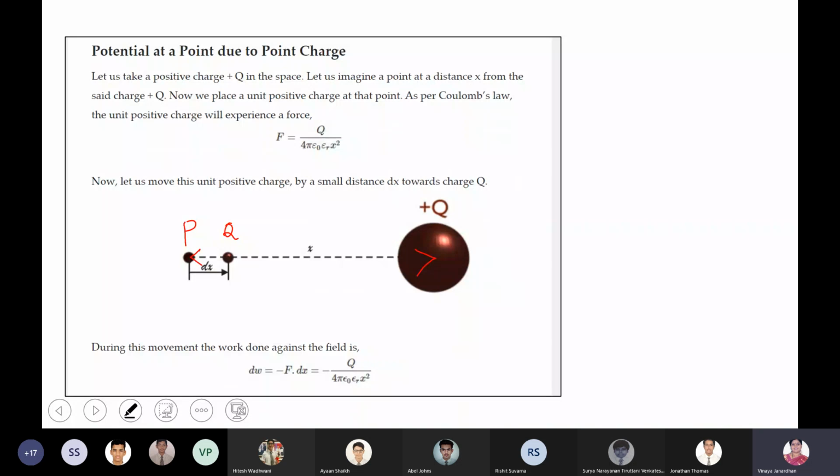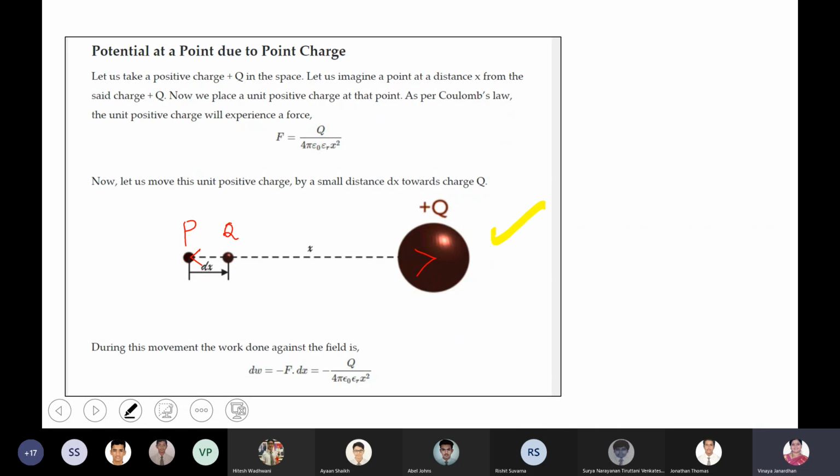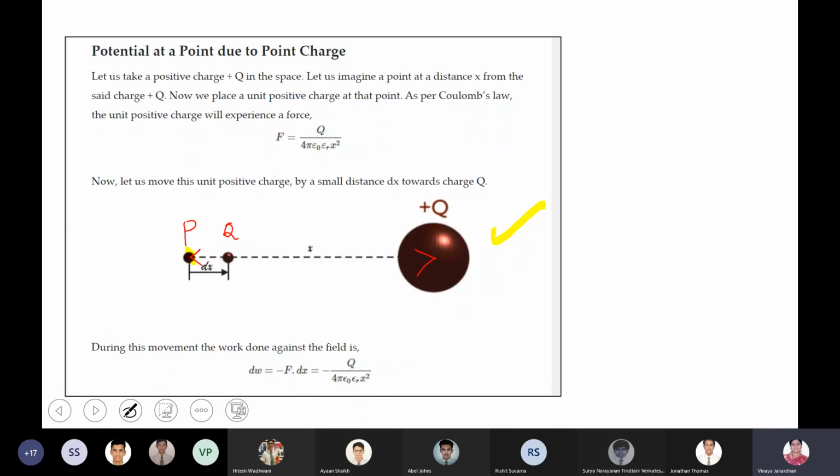Is that clear, boys? Now, this is an isolated charge. This charge Q is producing an electric field. At point P, I want to find the electric potential due to this charge. So let me keep a unit positive charge at point P.